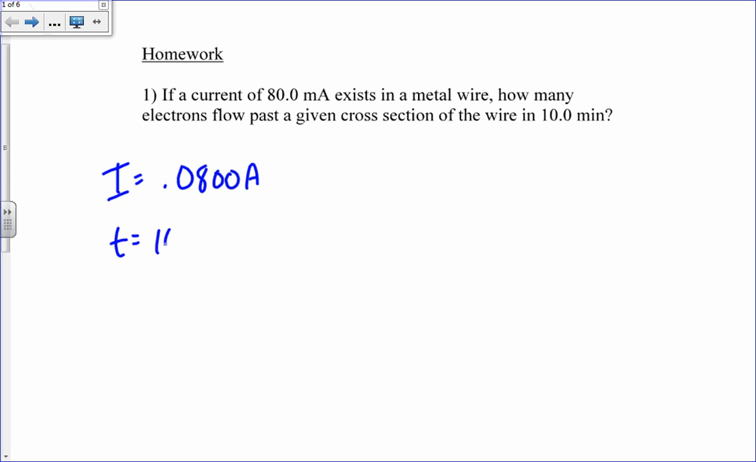So T is equal to 10 minutes. I want to know what this is in seconds. In 1 minute, there are 60 seconds. So that's equal to 600 seconds.